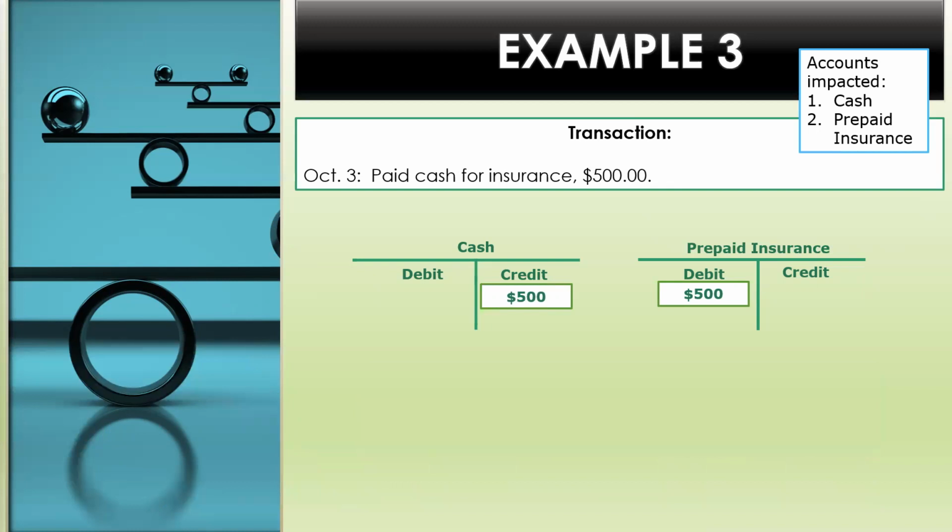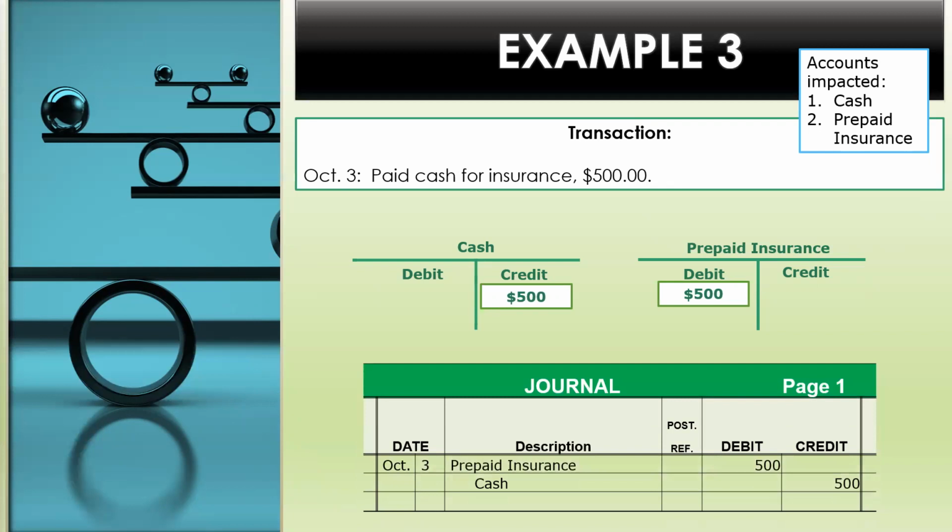Let's look at example 3. On October 3rd, we paid cash for insurance in the amount of $500. This transaction impacts cash and prepaid insurance. This is what it looks like when we journalize it. The first thing we're going to do is enter the date, October 3. We do our debit first. This account is prepaid insurance, and under the debit column, we have $500. On the very next row, we have cash, and then under the credit column is $500.